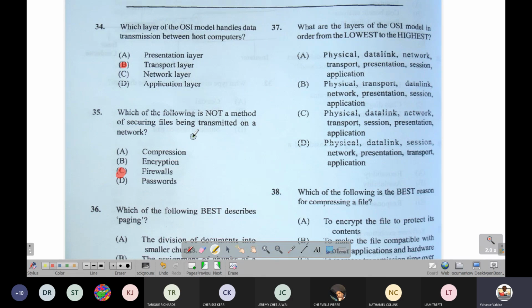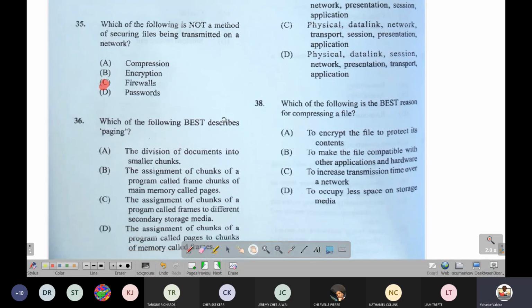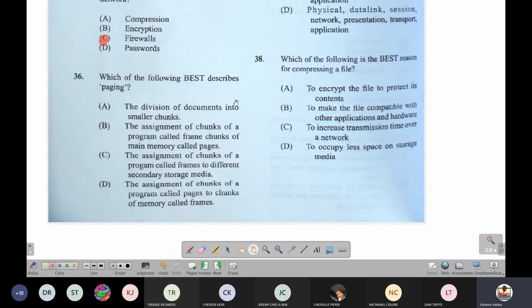So the answer is C. Firewalls do not have anything to do with transferring files across a network. Which of the following best describes paging? Is it the division of documents into smaller chunks? Well, they don't really mention anything to do with memory there.